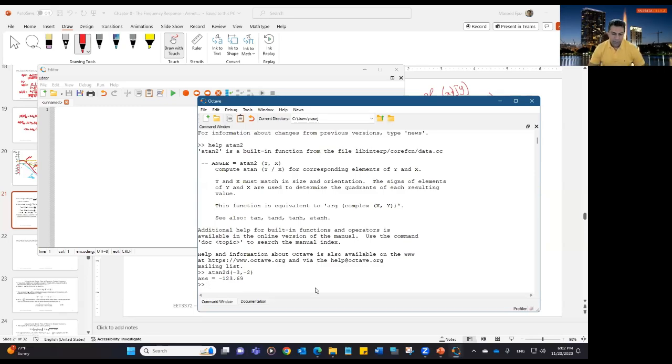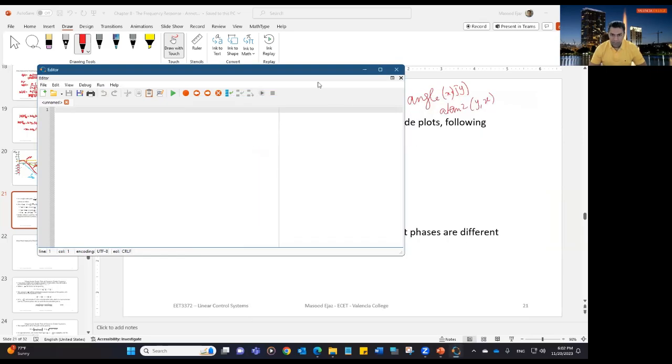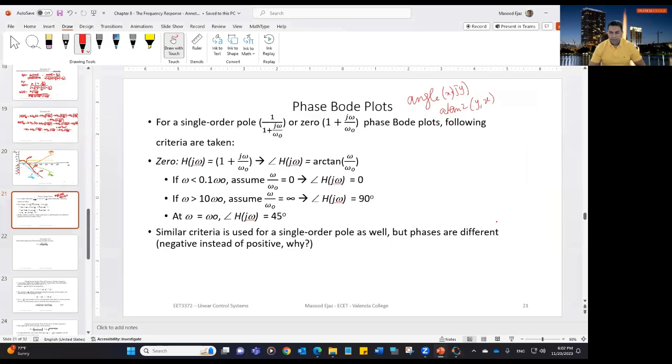So A10D basically is going to give you phase in degrees instead of radians. So that is also there. For some reason, it is not showing me in the help, but A10D also exists. Of course, the angle function always gives you phase in radians that you will have to convert into degrees if you want. Okay, anyways, so what is the approximation?